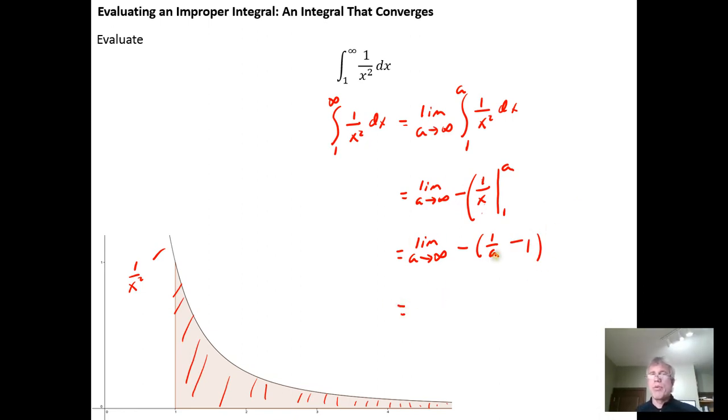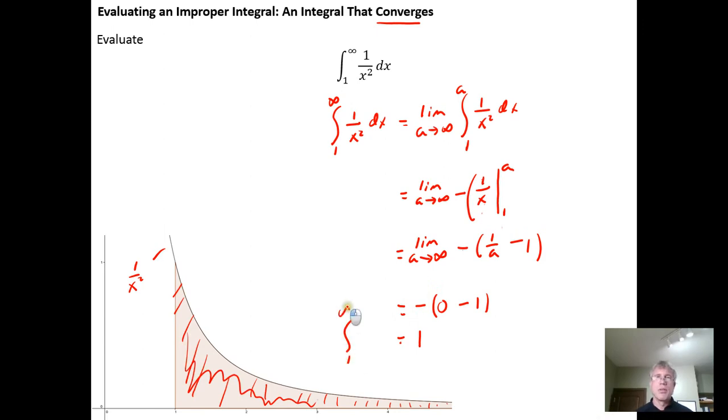So the limit of 1 over a as a goes to infinity is going to be 0. So I'm going to bring my negative down, parentheses. This will be 0 because I have a constant numerator and a denominator that's becoming infinitely large, and 1 over something that approaches infinity is going to be 0 in the limit, minus 1. And 0 minus 1 is negative 1, times negative 1 is just positive 1. So this is an integral that converged to a specific value, 1. So the area under the curve on the interval from 1 to infinity, this area adds up to 1.